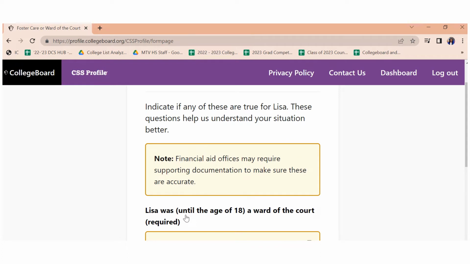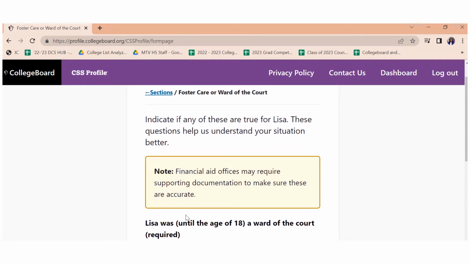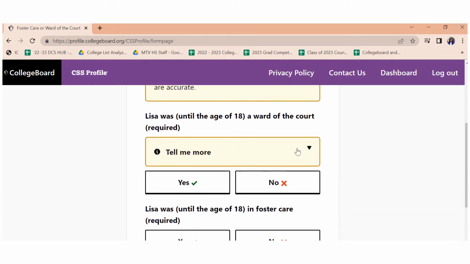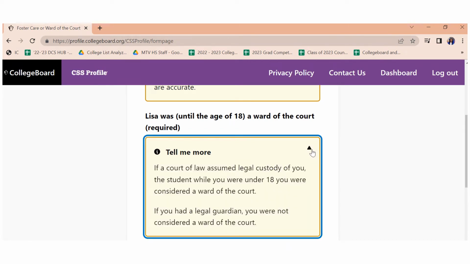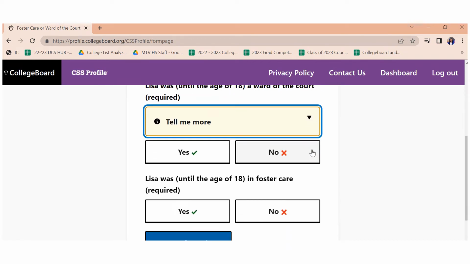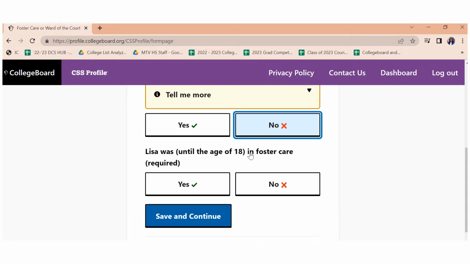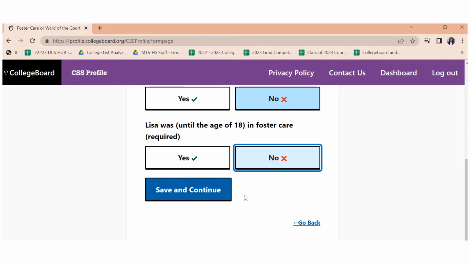This next section is asking about the student's status. Has the student ever been in foster care or a ward of the state or a ward of the court? And if you have questions on this, again, please check with your college counselor. Most students will put no for this first one. And if the student has been in foster care, you will want to answer that. Most students, I believe, will put no. If you have questions around that, please check in with your college counselor and then click Save and Continue.